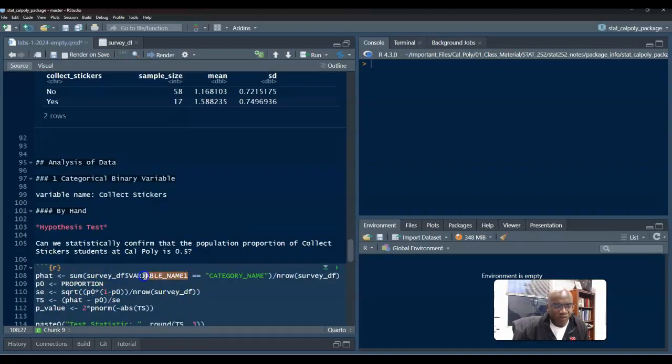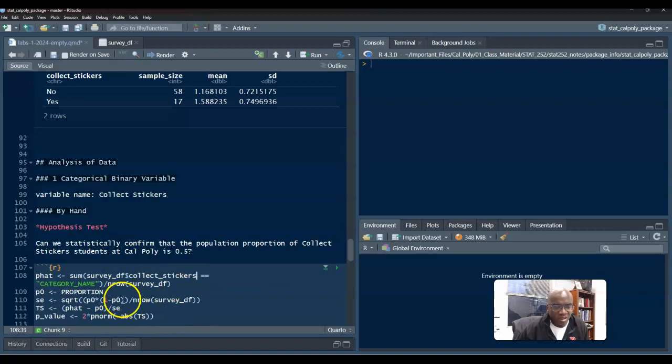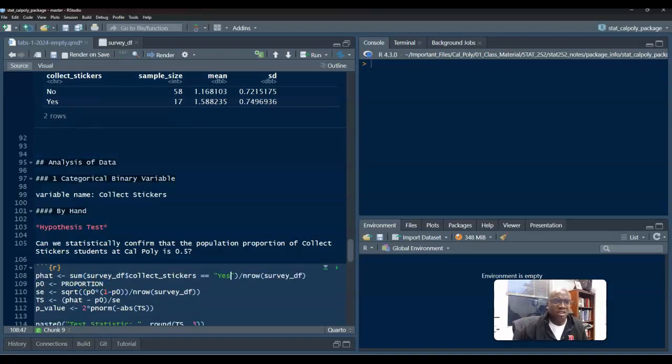I'm going to change the variable name to collect stickers. And then what do you think it should be? If I'm interested in those that actually collect stickers, what do you think I should label this as? Hopefully you said yes. It should be yes, because I want to know if they collect stickers or not. This code is finding the frequency of those that actually collect stickers from the data set, and then dividing it by n row, the number of rows within the data frame. This tells me the sample size.